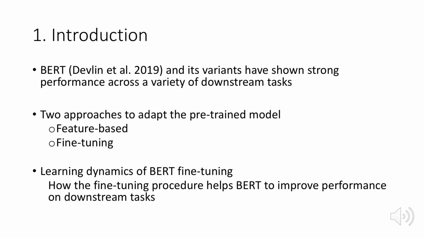One is the feature-based approach, where the parameters of the original pre-trained BERT model are frozen when applied on the downstream tasks. Another one is the fine-tuning approach, where the pre-trained model and the task-specific model are trained together. We know that the fine-tuning approach of BERT generally outperforms the feature-based approach, but it's unclear how fine-tuning helps BERT to improve performance on downstream tasks. So in our work, we investigate the learning dynamics of BERT fine-tuning.